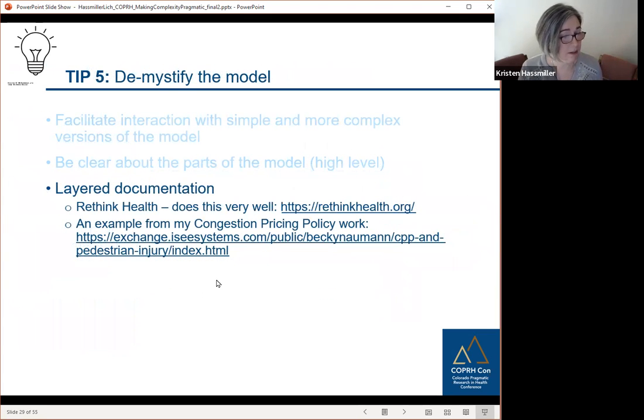And to this end, I also want to encourage layered documentation. So Rethink Health, I've given a link here, and we've got an example from some congestion pricing policy work that we did where we created a model interface online with layered documentation. You want to start at a high level, trying to help people understand what's under the hood of the model, the way I just talked about the queuing simulation model. And then you can give more detail for anyone that wants it. I think it can be important to make our models and their assumptions very transparent, because the assumptions can really matter. But it's a lot to read through all the detail at once. So try to really think about layering your documentation.